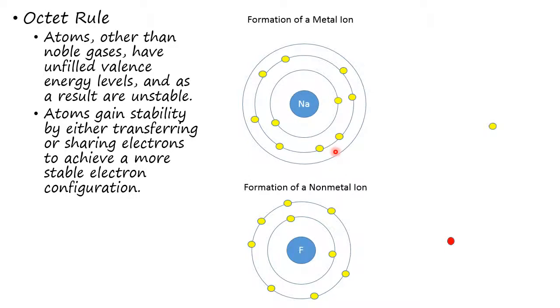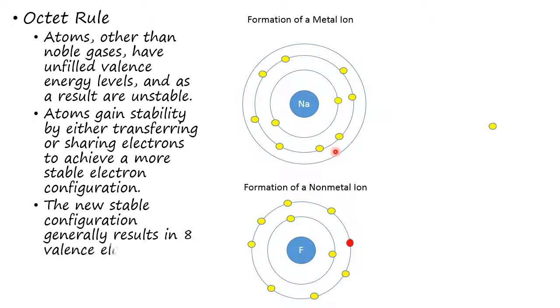Okay, fluorine, on the other hand, is a nonmetal, and so the easiest path for fluorine to obtain stability is to just gain one more electron. It currently has 7 valence electrons, so by gaining one more electron, it's now able to have 8 valence electrons. So this red dot represents the electron gain. So if we count these up, 1, 2, 3, 4, 5, 6, 7, 8, fluorine now has 8 valence electrons.